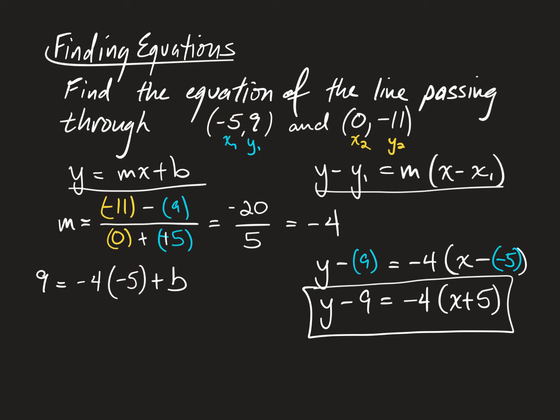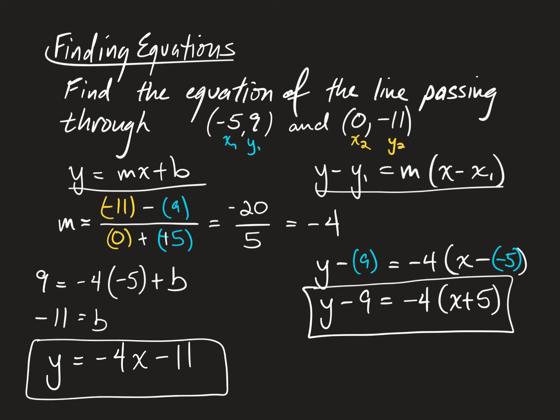You can solve for b on your own and find out that b equals negative 11. So from here, this is not the answer, this is just the y-intercept value. So now we have the equation y equals negative 4x minus 11.